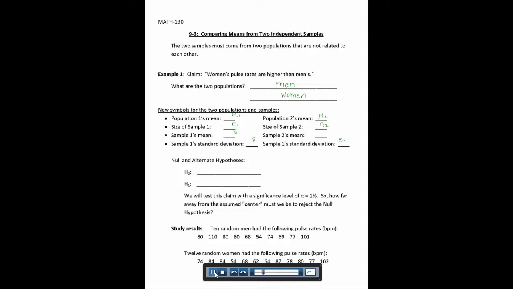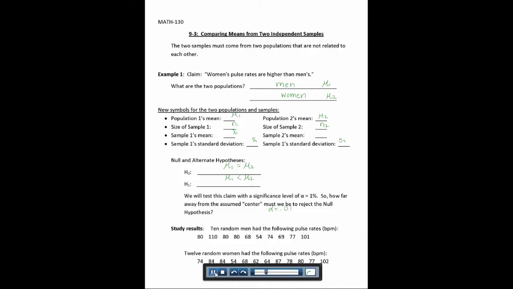Here we're talking about means, their average pulse rate. mu1 will be men and mu2 will be women. So our null hypothesis would be that they're equal, that the pulse rate of men is equal to women. Now our claim is that women's is higher, so mu1 is less than mu2. We're going to test this with alpha equal to 1%, or alpha is 0.01.